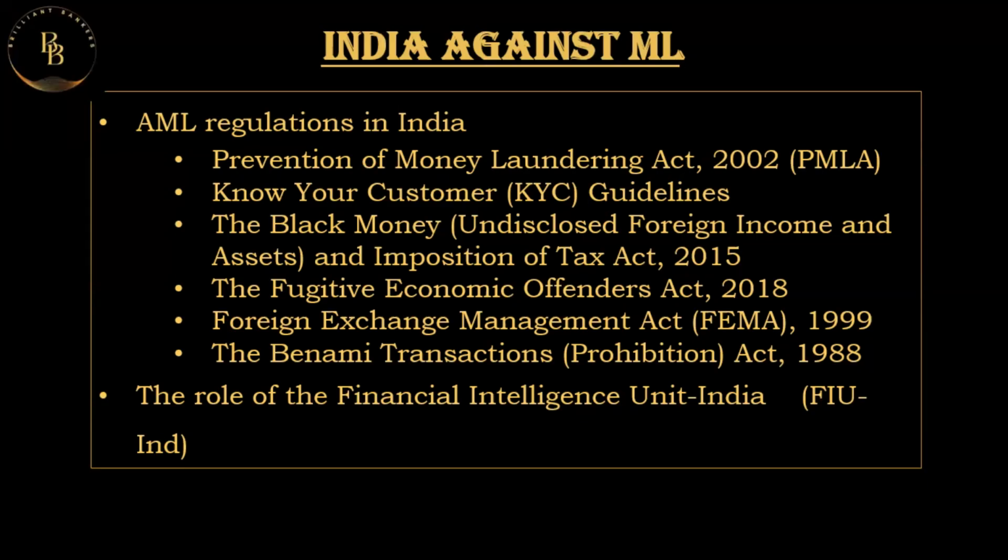So what are the key functions of the FIU-IND? That is the receipt of financial information. FIU-IND receives financial information from reporting entities such as the banks, the financial institutions, and intermediaries. They are mandated under the PMLA to provide various reports related to financial transactions, like the STRs, the suspicious transaction reports. These are transactions suspected of being linked to money laundering or criminal activities.